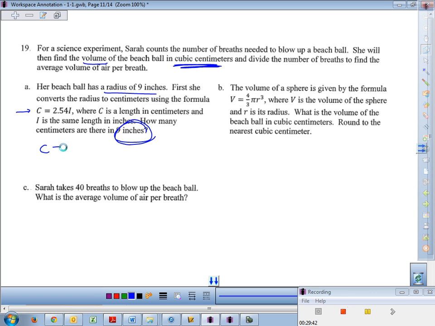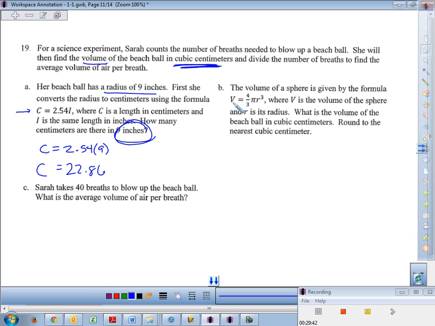Let's do C equals 2.54 times 9. And punch that in our calculator and get an answer. And you should get 22.86. Is that right? Yes? What did we just figure out? The centimeters. What in centimeters? Well, yeah, that's what 9 inches. But what part of our beach ball are we talking about? The radius. That's the radius of our beach ball in centimeters.